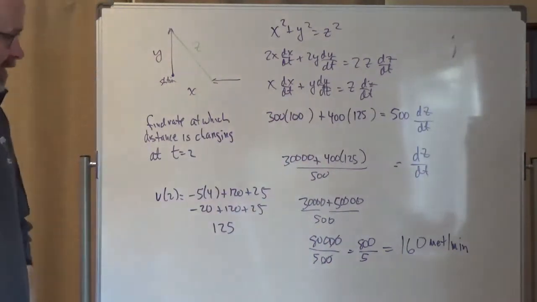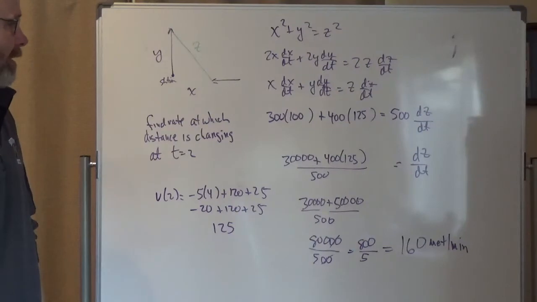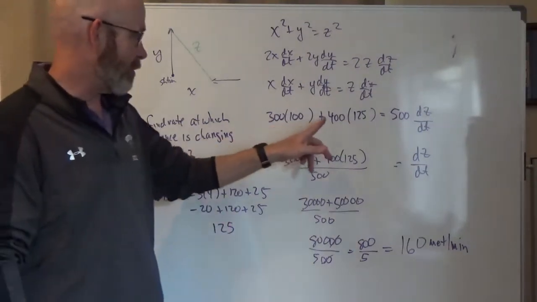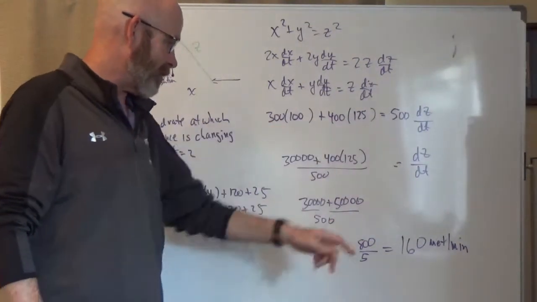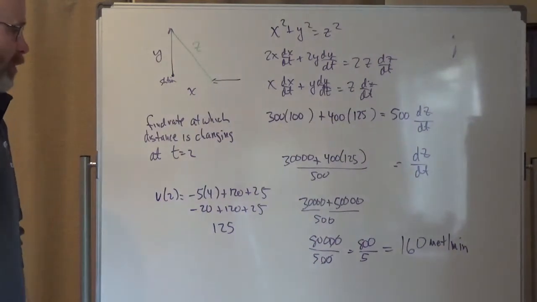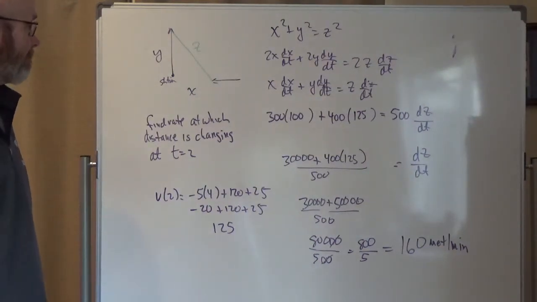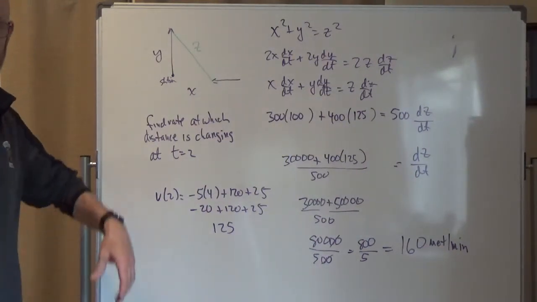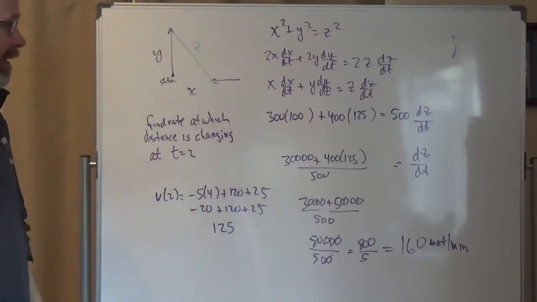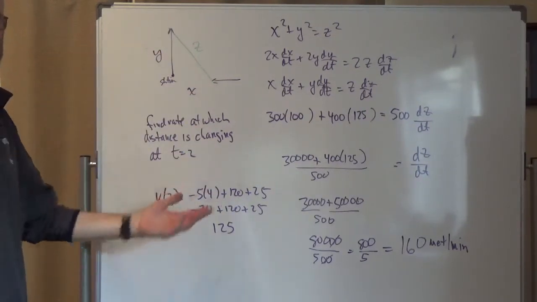The rest, you can just see me, some arithmetic. These two numbers plus those two numbers divided by the 500. Give me 160 meters per minute. So again, they kind of threw in another little twist there where they can do related rates in the middle of the problem.